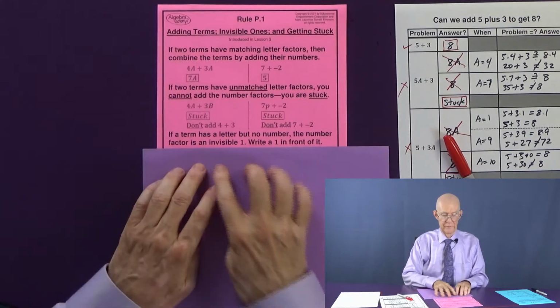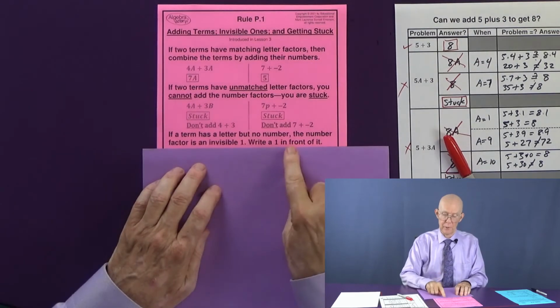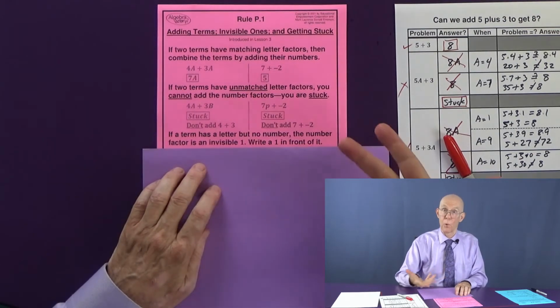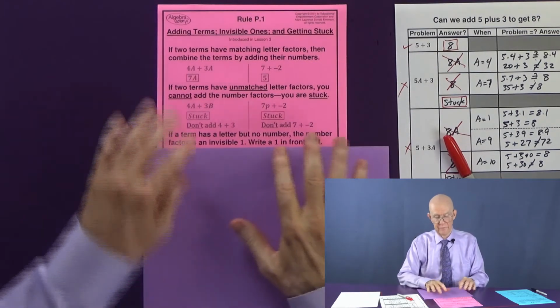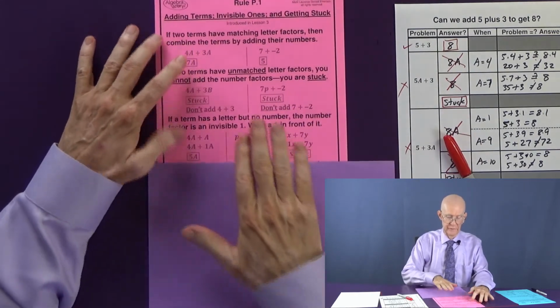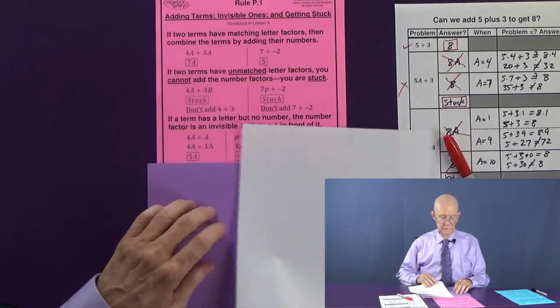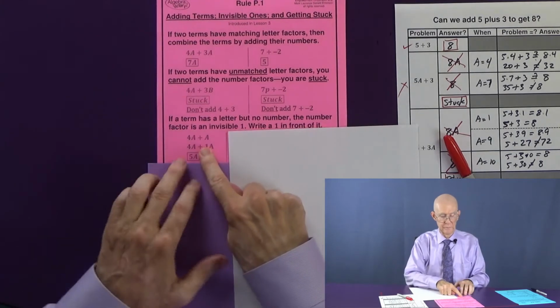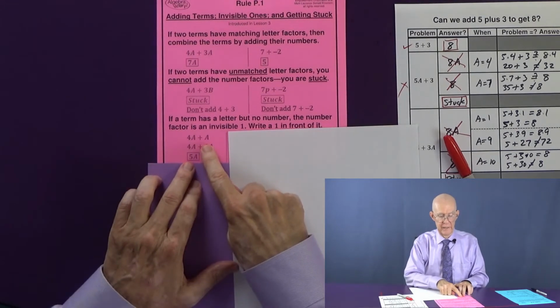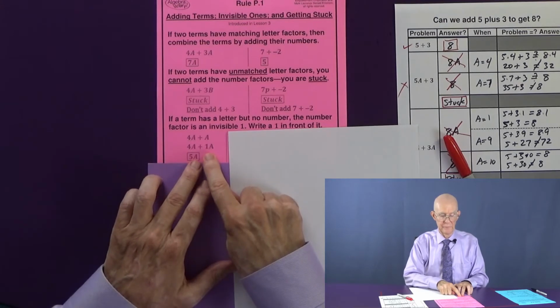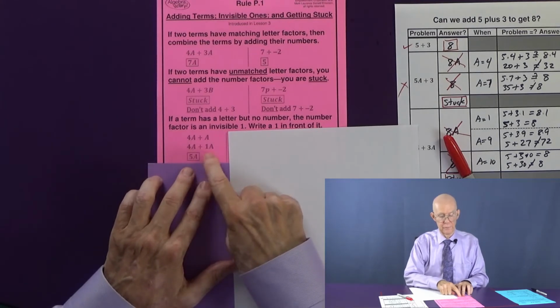A couple more things. If a term has a letter but no number, then the number factor is an invisible 1. So you need to write a 1 in front of it. So let's look at 3 examples here. This one here, 4a plus a. Well, the a has no number in front of it, so I need to put in the invisible 1. And now the 4 plus the 1 makes 5, so we get 5a.